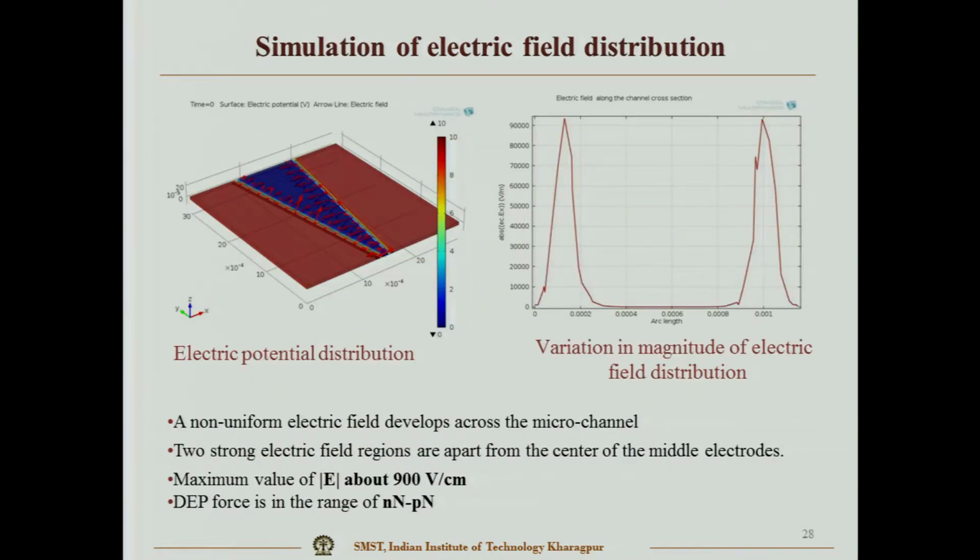Here the simulation result shows that the electric field will be confined around this region and also around this region where you have those two electrode structures, and in the middle portion you have a zero electric field.